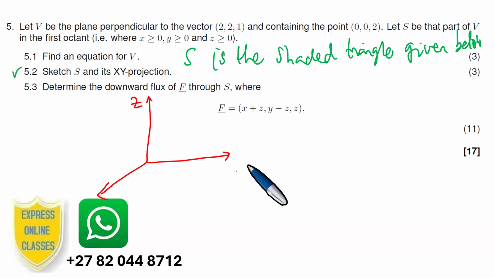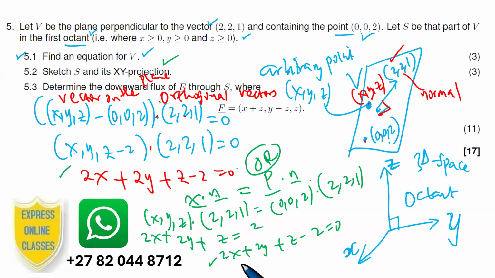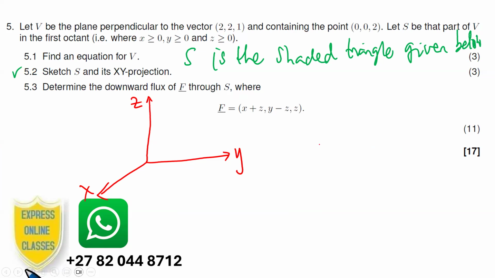Z, Y, X. Okay, this is our 3D space. And if we're going to look at the plane we got in the previous question, we got this plane: 2x plus 2y plus z minus 2 equals 0. We repeat, 2x plus 2y plus z minus 2 equals 0. So that's what we're going to write.